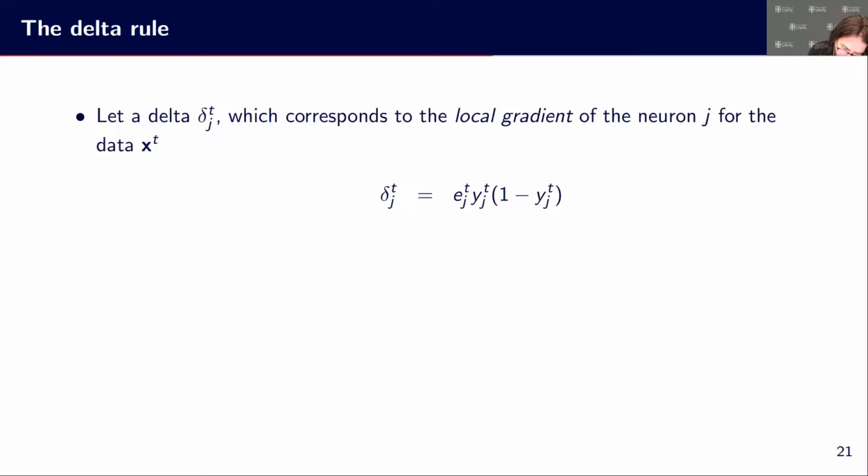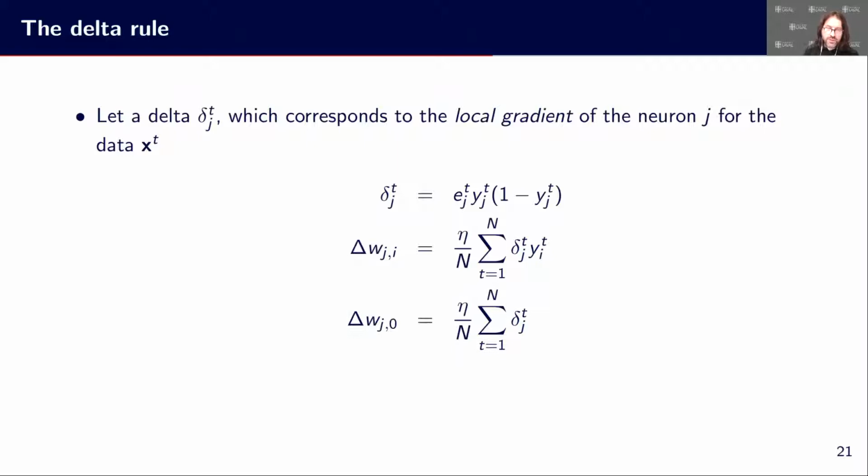Basically, e_jt times y_jt times (1 minus y_jt). This is again for using a sigmoid transfer function. Using this simplification, we just replace that element in the equation, which gives us the update rule for the output layer. This is for the weights connected to neurons from the previous hidden layer, and this is the update rule for the biases. It's the same thing that we just saw before, just that we replace this element by the delta_jt.